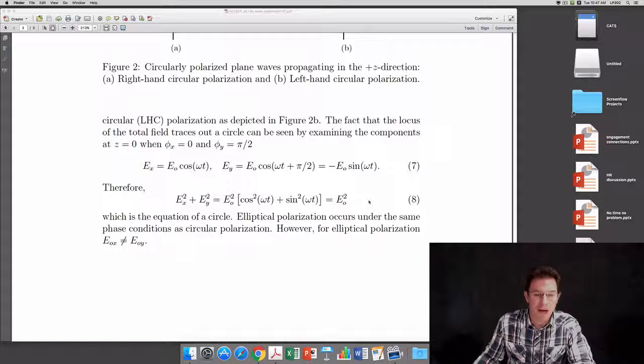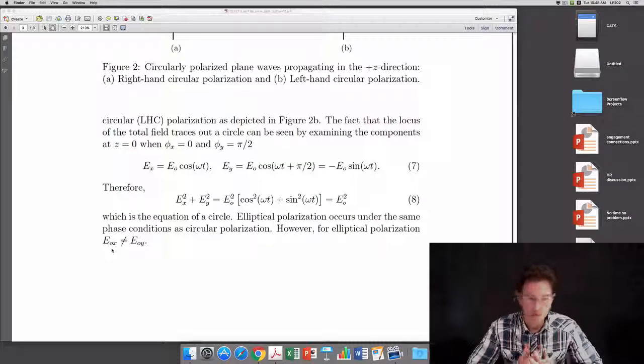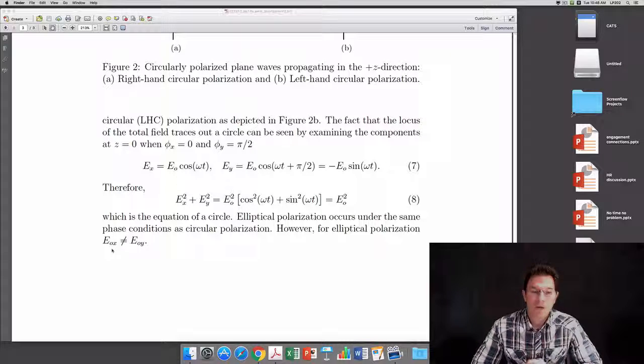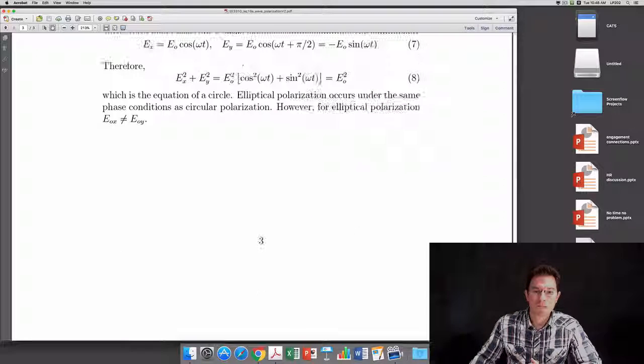Elliptical polarization from a mathematical perspective is almost identical to circular polarization. Elliptical polarization occurs under the same phase conditions as circular polarization. However, for elliptical polarization, the amplitude of the x component is different from the amplitude of the y component. That just will get you the equation for an ellipse instead of the equation for a circle. Okay?